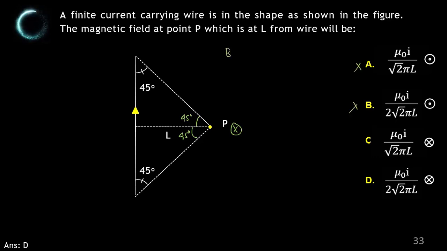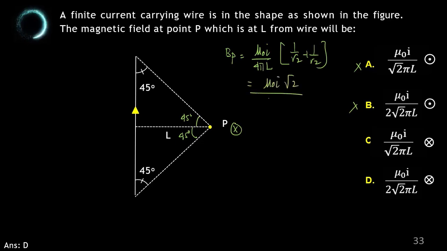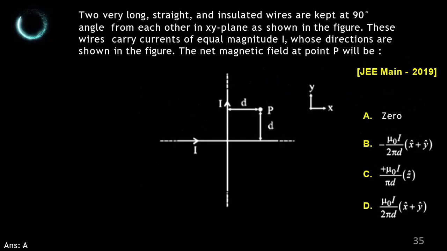So B at point P should be equal to mu naught I by 4 pi L into sine 45 plus sine 45, means 1 by root 2 plus 1 by root 2. So 2 by root 2 means root 2. So mu naught I root 2 by 4 pi L. That is your answer. By cancelling root 2 from the numerator and the denominator, the 2 root 2 part, you get mu naught I by 2 root 2 pi. This is the answer.